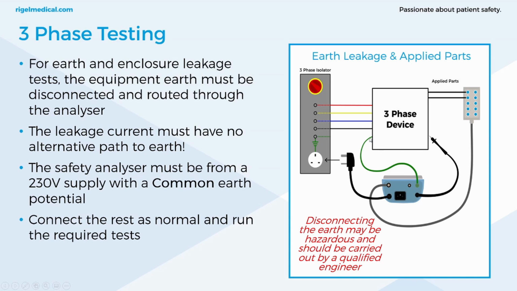So we need to disconnect the earth from the three-phase device and route this to our auxiliary earth socket if using the 288+. The safety analyzer must be from a 230 volt supply with a common earth potential, and that's shown in the diagram. Connect everything else up as normal and run the required leakage tests. So it's important to note that this setup can also be used for fixed single phase devices as well.